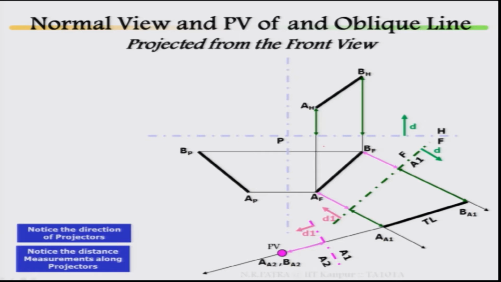Now consider the second part of the normal view and point view of an oblique line. In this case, if you look at the point view, this is your true length. Then the distance d you mark from here to here is taken as from here to here, the distance d and d1. This is just for revision.